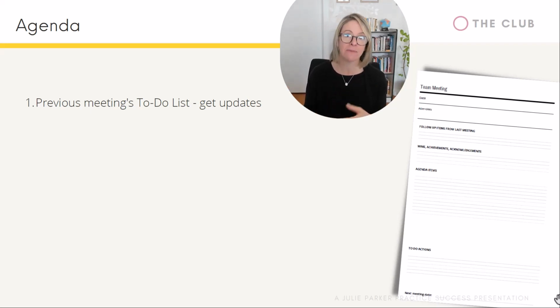If they haven't done them, let's get a new due date to get that done and build up that level of importance over that thing again. Are there any barriers to getting these things done? And so that's the very first thing to do in your team meeting, is to make sure you're covering off quickly the to-do list from last time.